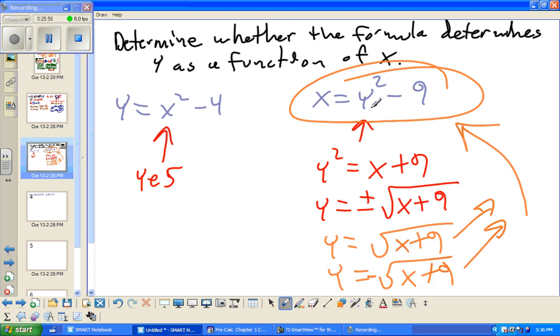And you probably realize that because last year you learned if you have a y squared, that's going to be a horizontal parabola, which would not be a function.